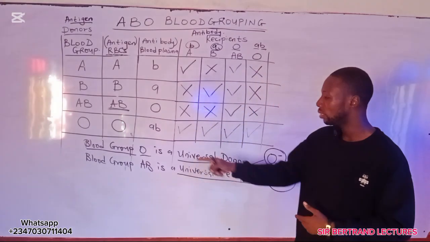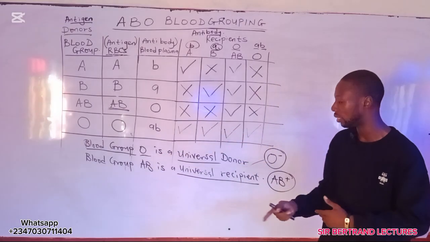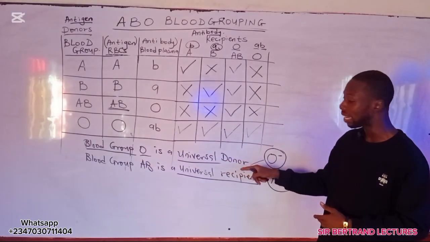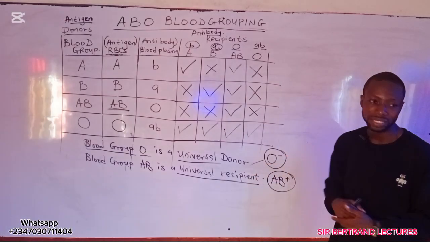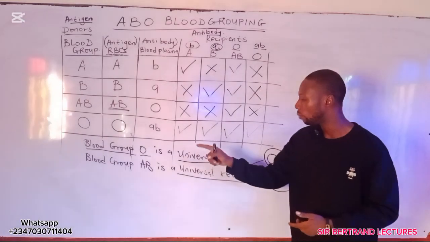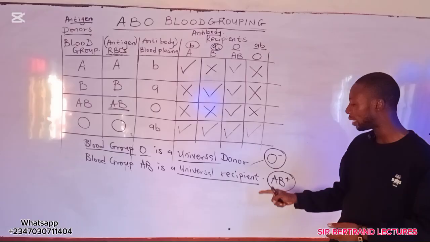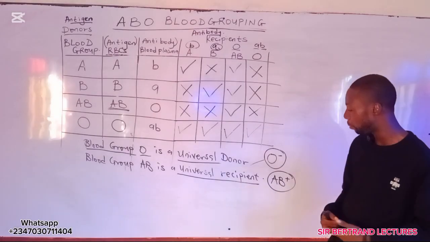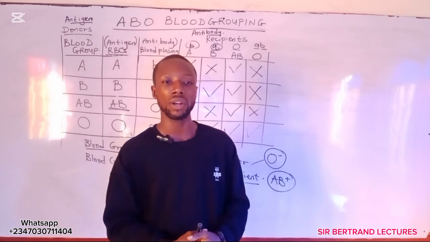But I said the blood group O is a universal donor because of that reason, and the one that is specialized for that is blood group O negative. That is the one that is a universal donor. Okay, then blood group AB is a universal recipient, and to be precise here on the board is blood group AB positive. Okay, this is all we have for now.